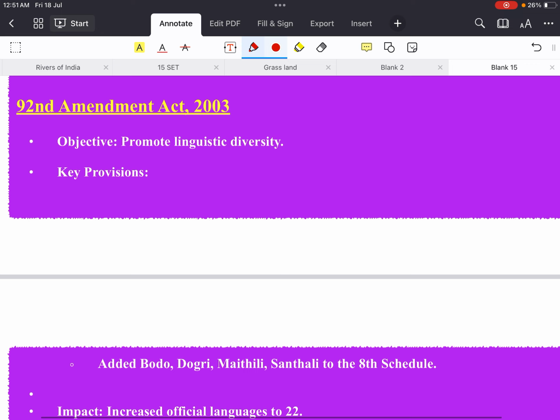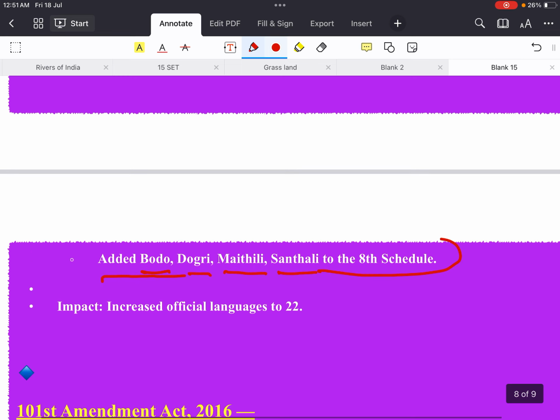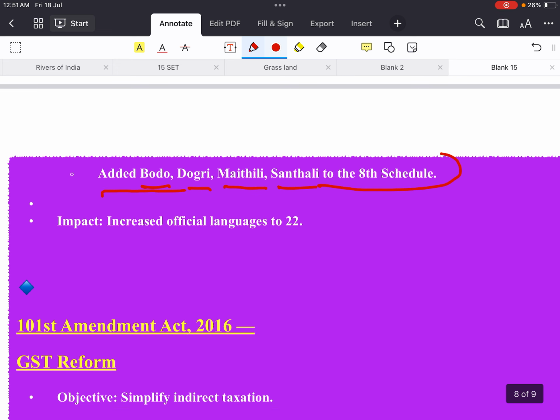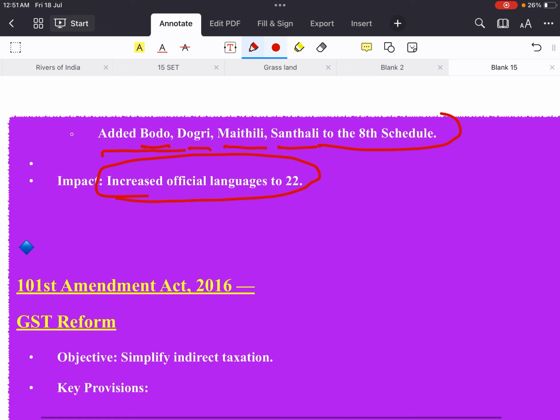Then comes our next amendment, the 92nd Constitutional Amendment Act 2003. What was the objective of this? Promote linguistic diversity. What were the key provisions? Added Bodo, Dogri, Maithili and Santali to the 8th Schedule. These were the languages added by the 92nd Constitutional Amendment Act. What was the impact? Official languages increased to 22.